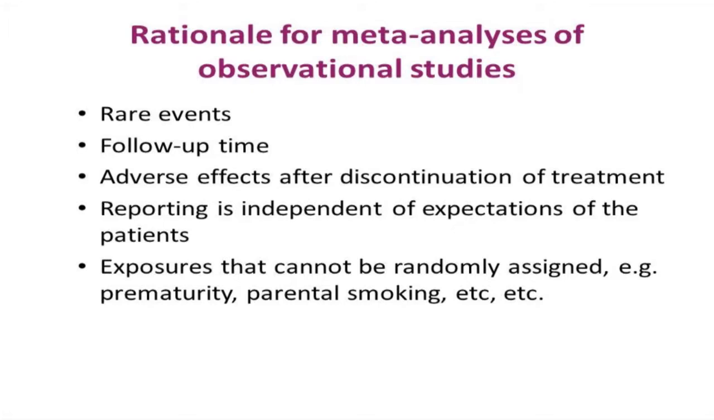And as I said earlier, one of the most important rationales to do observational studies and meta-analysis of observational studies is that there are lots of exposures that we cannot randomly assign. For example, prematurity, parental smoking, etc. I guess you can give numbers of things that we cannot randomly assign.